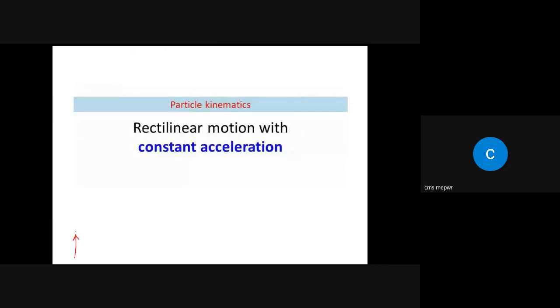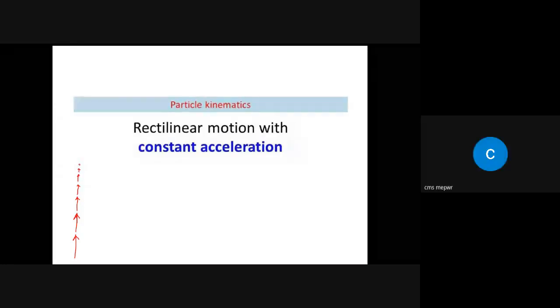As it moves upward, its velocity will increase or decrease? Decrease. Okay, the velocity is decreased. As it is moving upward, the velocity is decreasing, as the arrow magnitude is showing. And finally, the velocity will become 0. Okay, tell me one thing. Why is the velocity decreasing? Because of gravity, there is deceleration.